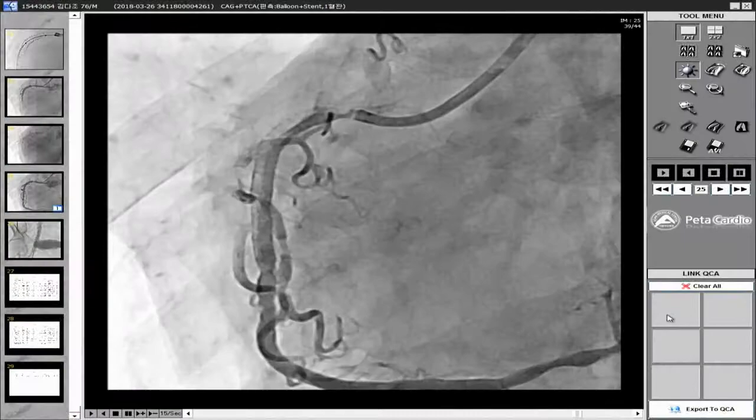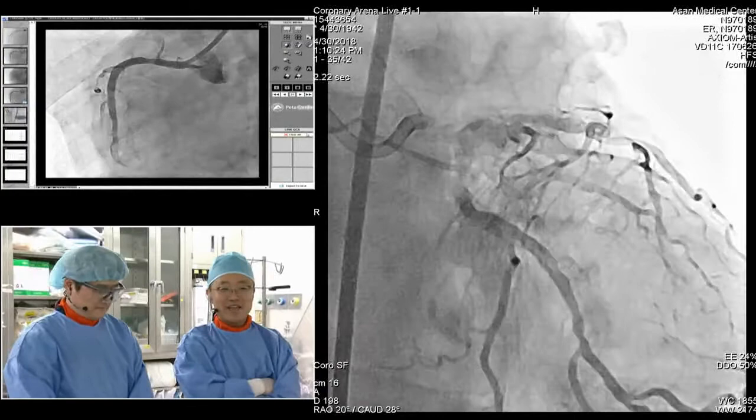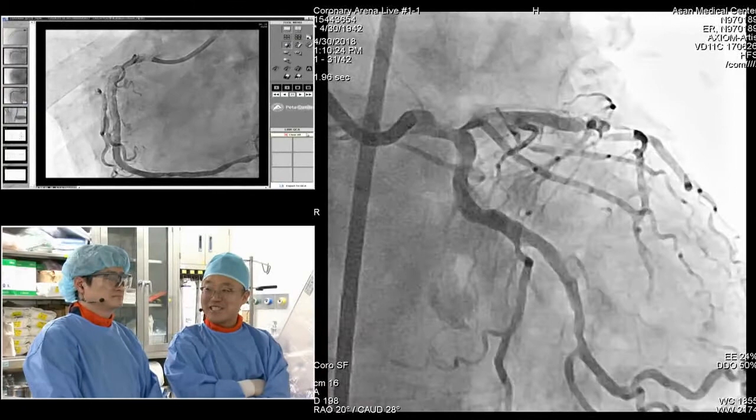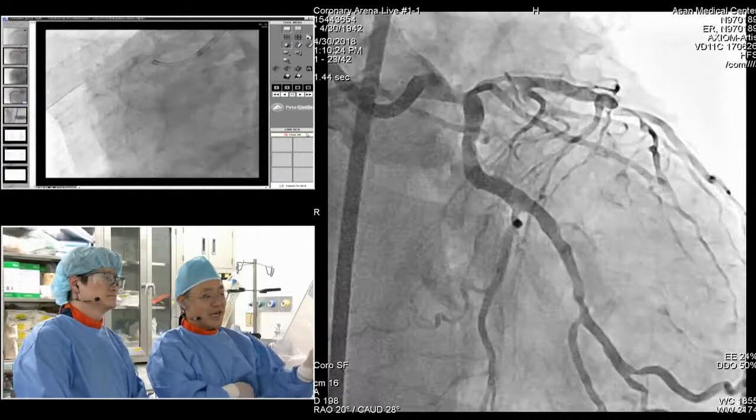I don't know exactly what the S670 is, and I'd like to hear some comment from Dr. Park about the S670. This patient has a right coronary lesion, and a couple of days ago we already underwent the PCI, and our target today is the left main and LAD.